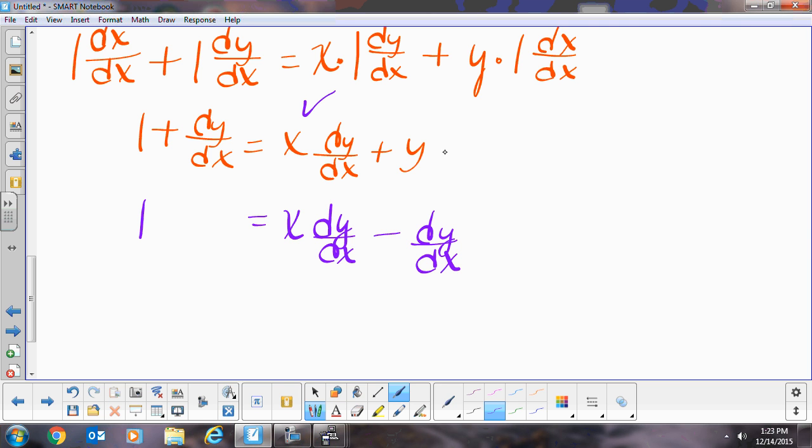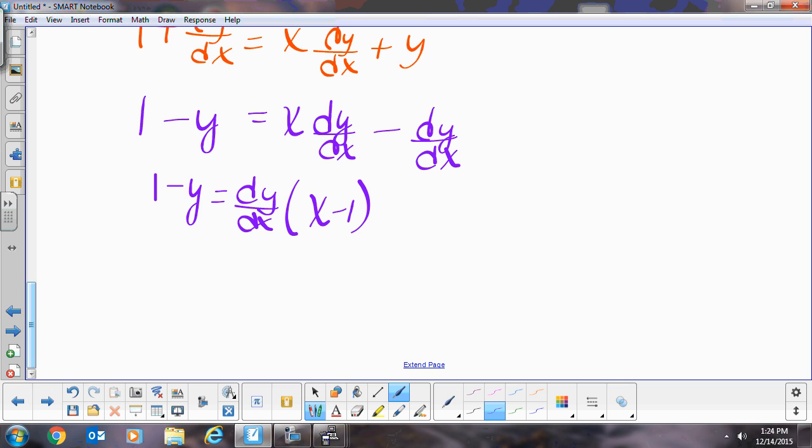And what am I going to do with that y? Subtract it. So I have 1 minus y is equal to, and I'm going to factor my dy over dx, and that's going to be x minus 1. And then what are we going to do? Divide. So by looking at my answers to see who had to be positive, that way I'm assured that I'll get one of those answers, and it looks like it's C. Next.